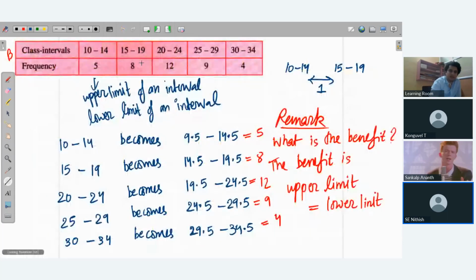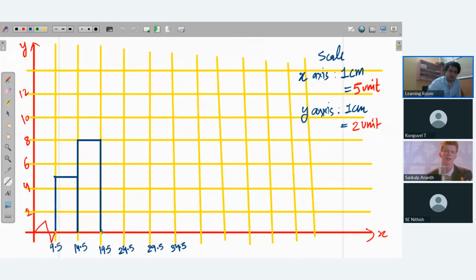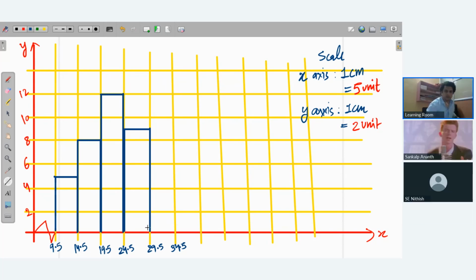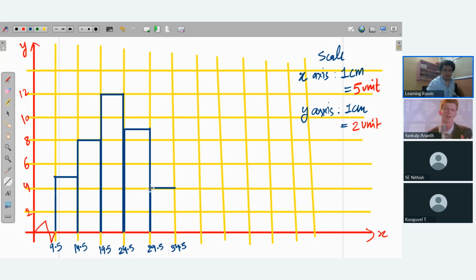Then similarly, the third interval is 12. So the third interval, which is 19.5 to 24.5, will reach a height of 12. Next one is 9, which is between 8 and 10. Everybody is okay? Yes, sir. Then the last one is 4. And then if you wish, you can shade it or whatever.